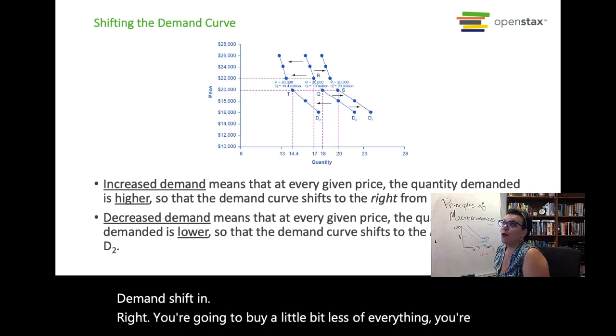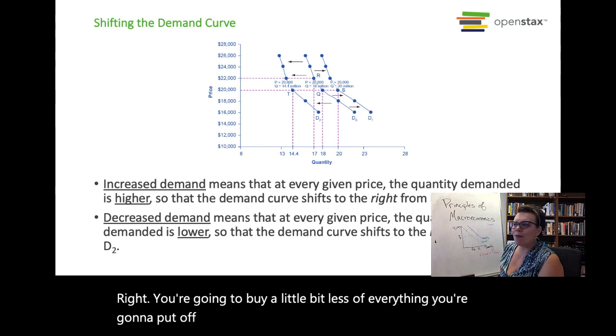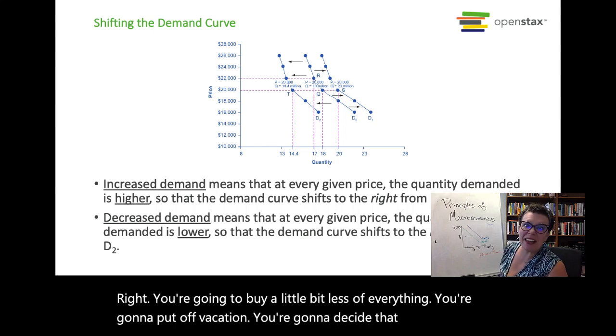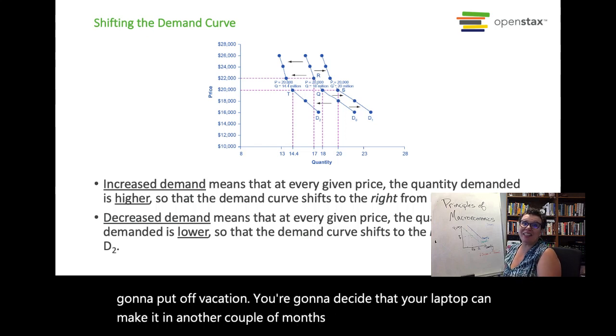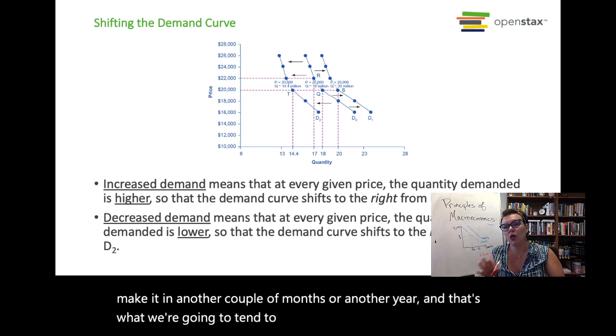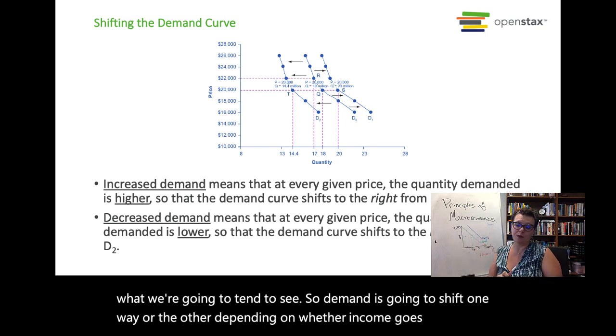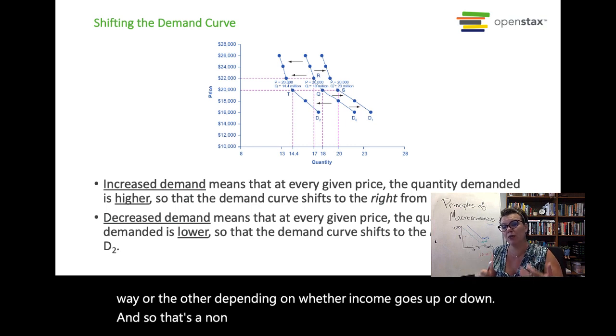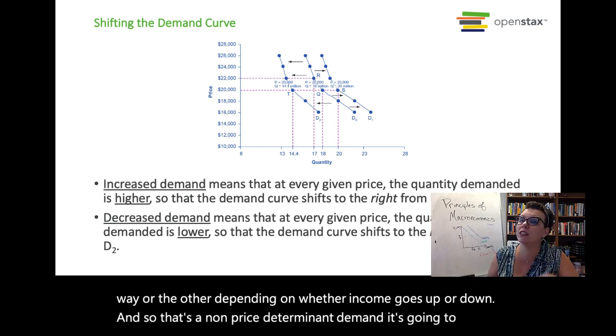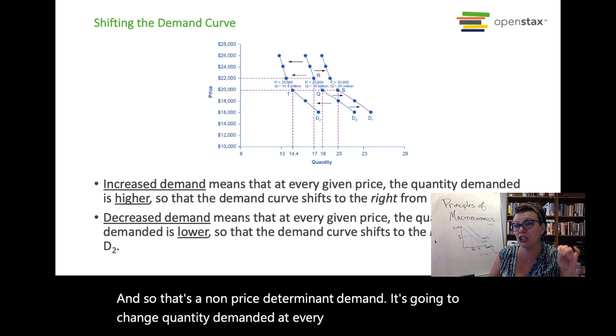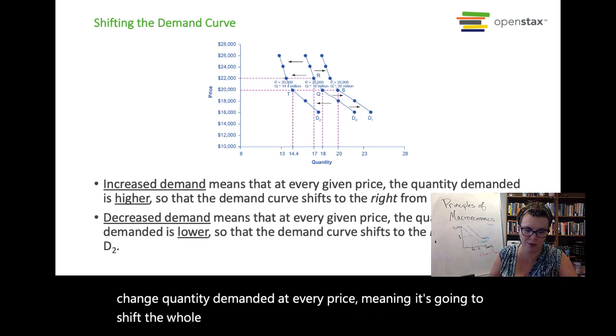You're going to put off vacation. You're going to decide that your laptop can make it another couple of months or another year. And that's what we're going to tend to see. So demand is going to shift one way or the other depending on whether income goes up or down. And so that's a non-price determinant of demand. It's going to change quantity demanded at every price, meaning it's going to shift the whole demand curve.